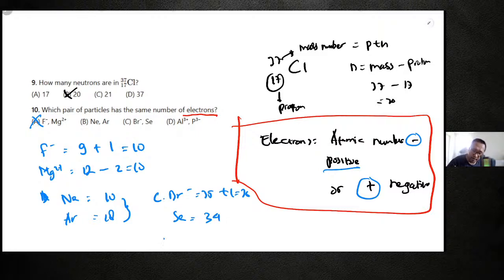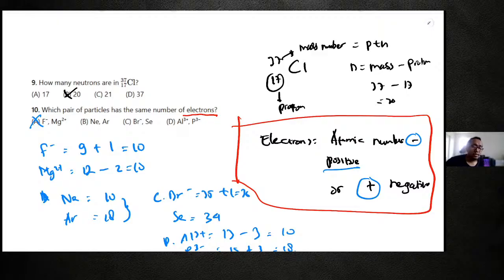How about Al 3 plus? Al normally without charge is 13, and since it is plus, we subtract, so 10 again. But how about P3 minus? P normally has 15 without charge, and with 3 minus it should be plus 3, ending up at 18. So both are not matching, not the same. So the final answer recap here is A for question number 10.